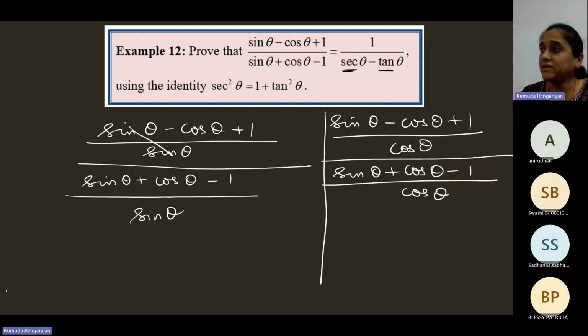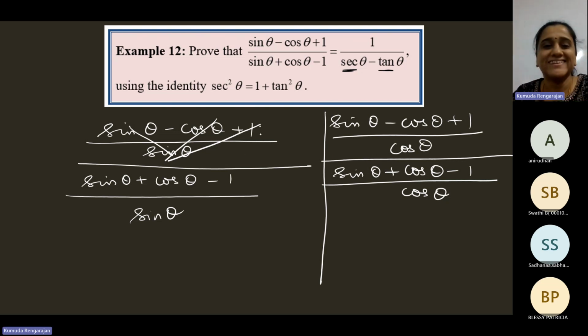What is sine by sine? 1. What is cos by sine? Cot. What is 1 by sine? Cosecant.